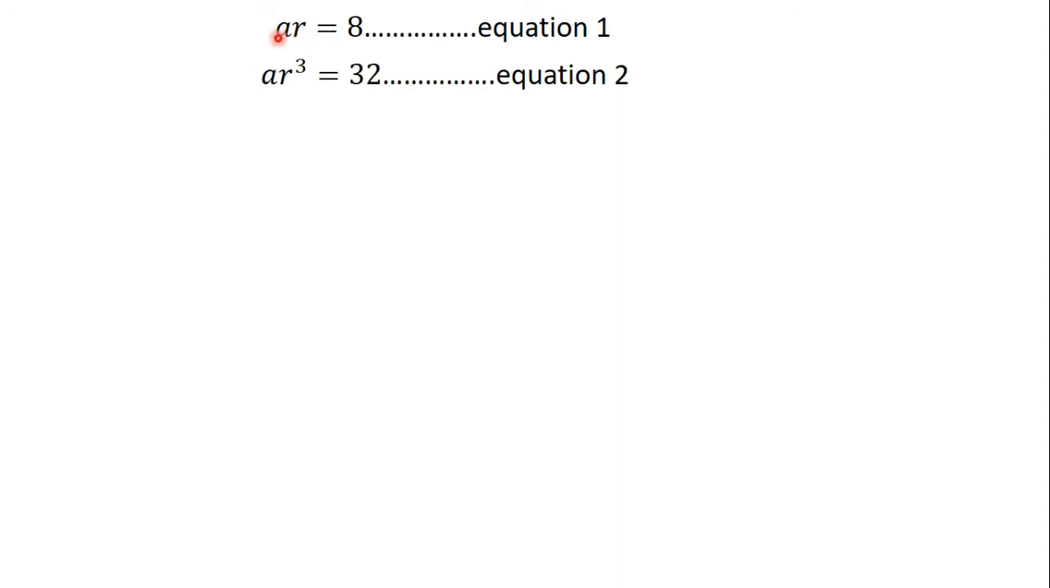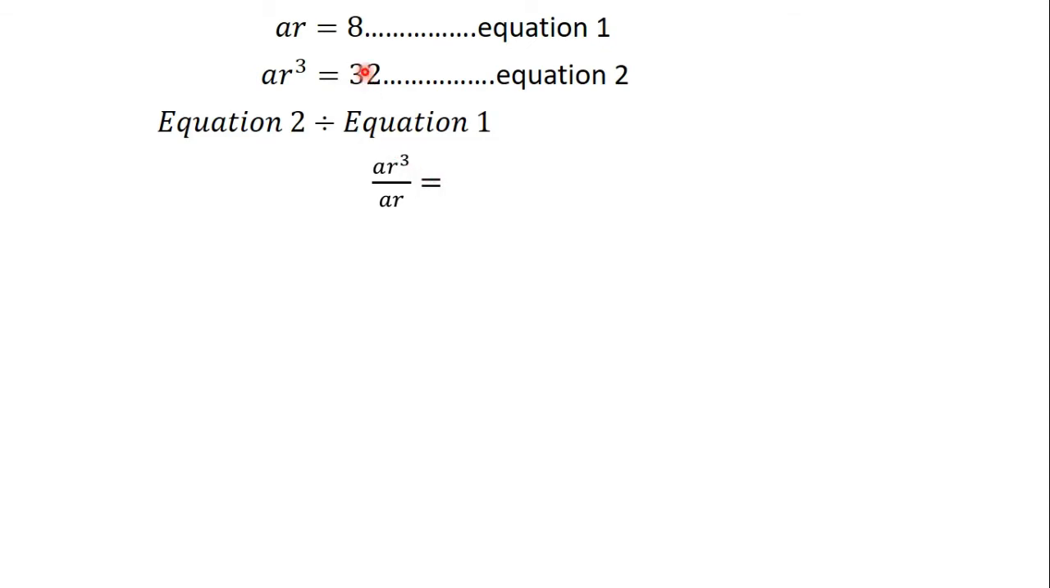In the first equation, a and r are multiplying. In the second equation, a and r^3 are also multiplying. Because we have multiplication in both equations, I'm going to divide one equation by the other in order to eliminate a. So I'm going to divide equation 2 by equation 1. Equation 2 divided by equation 1. I'll take the term on the left-hand side of equation 2, which is ar^3, and divide it by the term on the left-hand side of equation 1, which is ar.